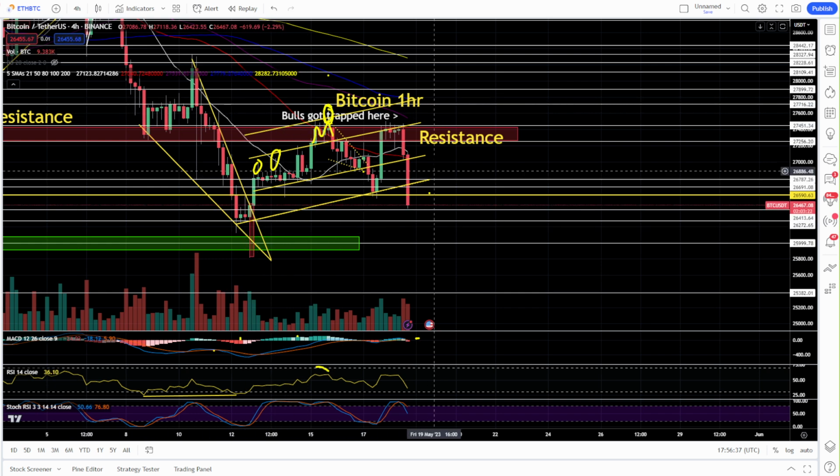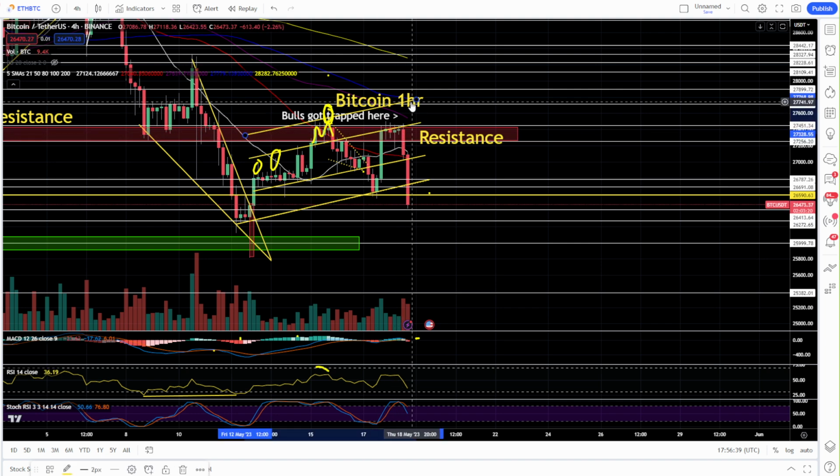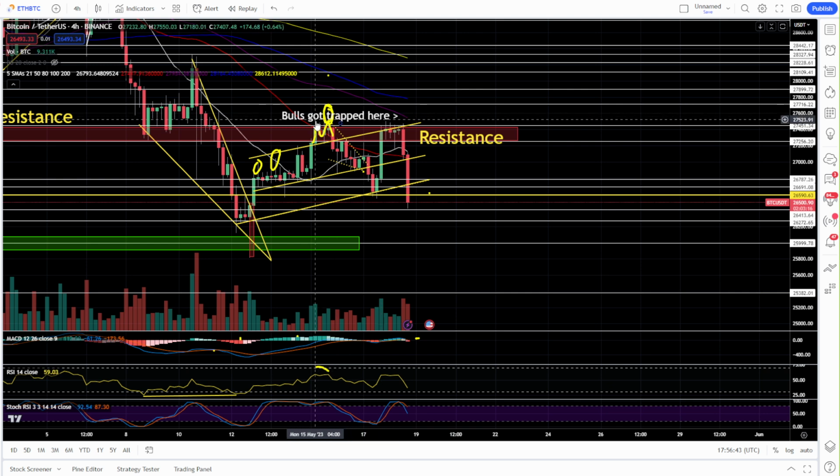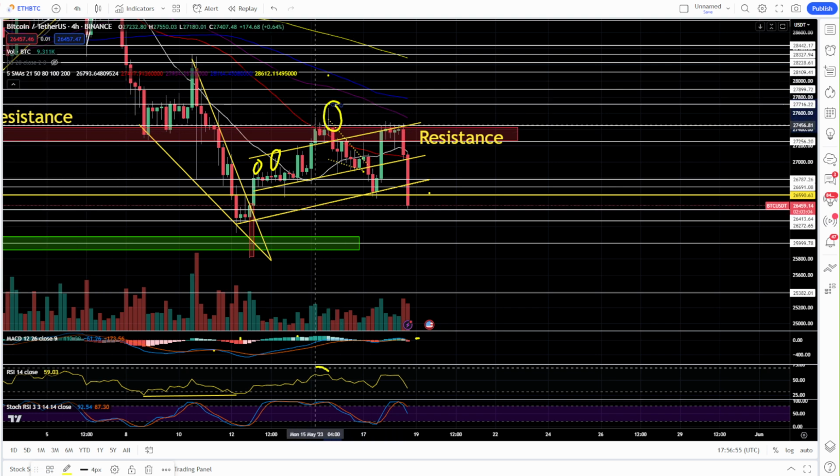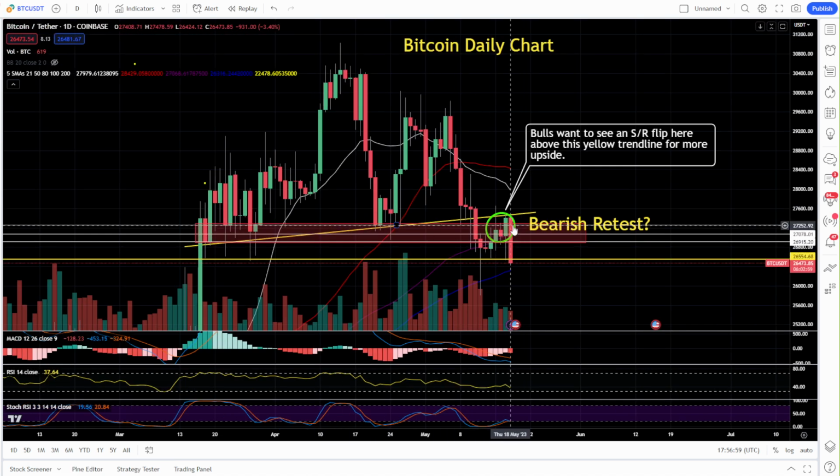But if you're looking, so this is the 4-hour chart right now, right? So ignore the Bitcoin. But you essentially look at it right here. What is it here in the 4-hour time frame? You got your bull trap. Bulls are trapped right there. Bulls got trapped. This is a bearish retest right here.